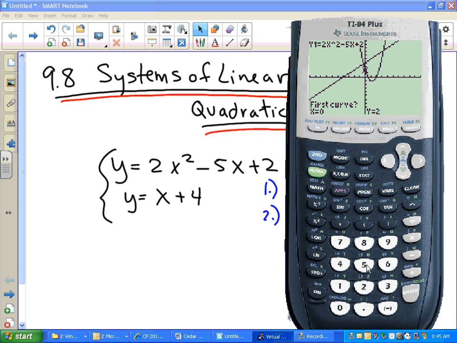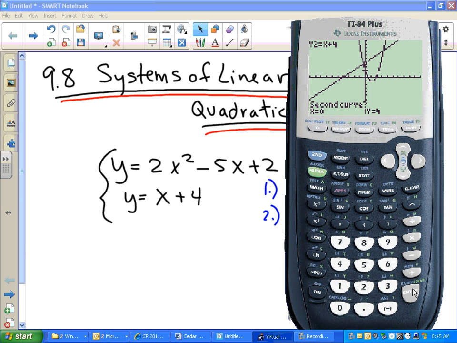Okay, it should look like that. When you see this equation, it's prompting first curve. Notice that the equation at the top is 2x squared minus 5x plus 2. So is that your first curve? Yes, it is. So hit enter for yes. Now it's prompting for the second curve. Notice the equation at the top is y equals x plus 4. Is that the second curve? Yes, it is.